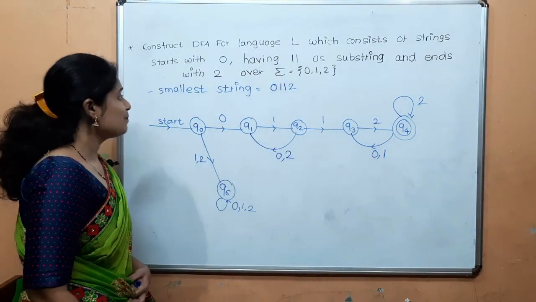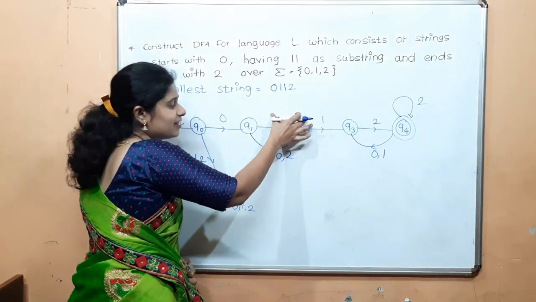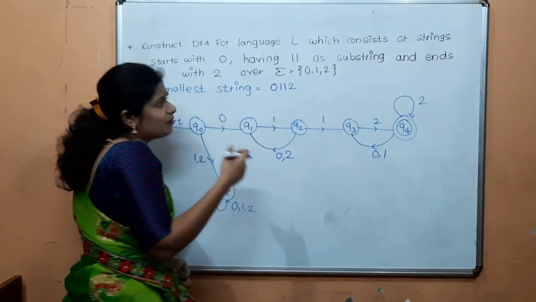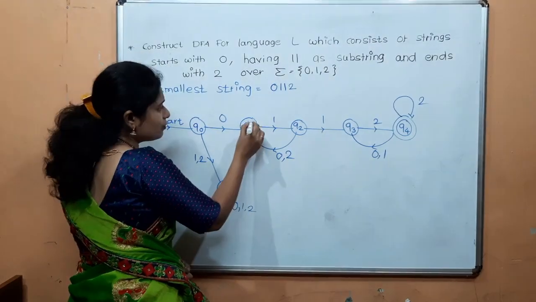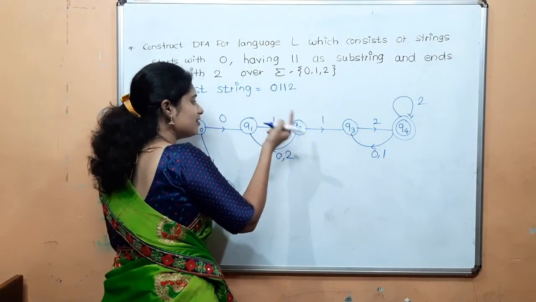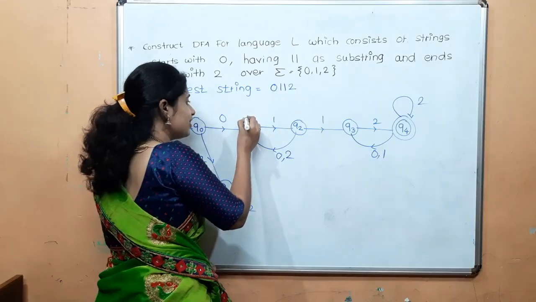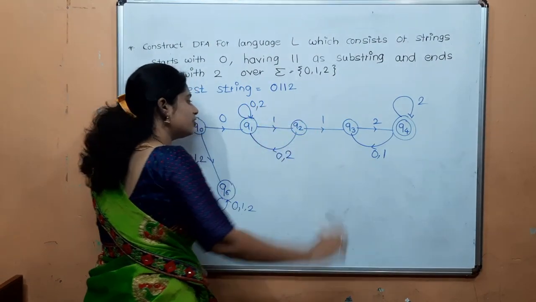Now see here, in between starts with and having, there may be any number of zeros, ones, or 2s that occur. So in between starts with and having, zeros, ones or 2s will occur. But 1 is already given, so here we can give the self loop of 0 or 2.